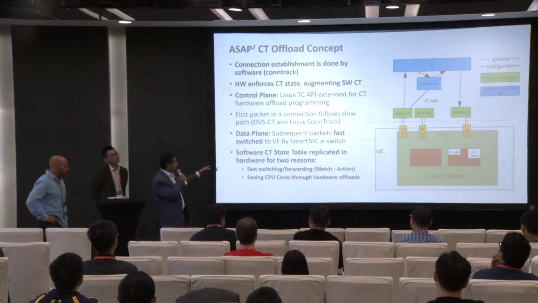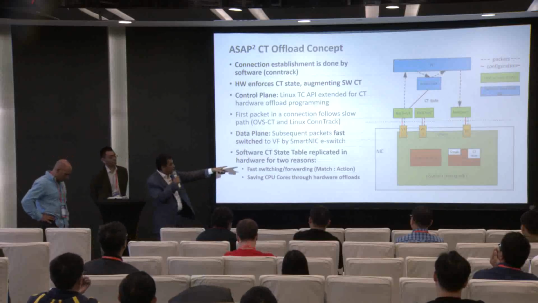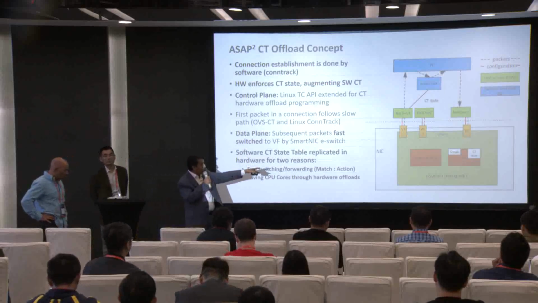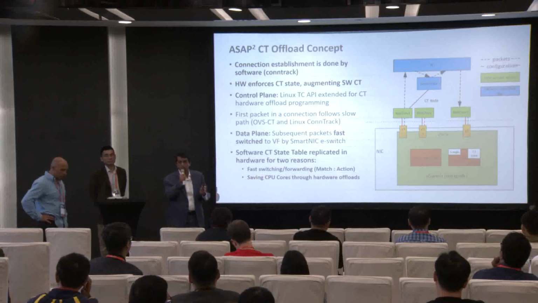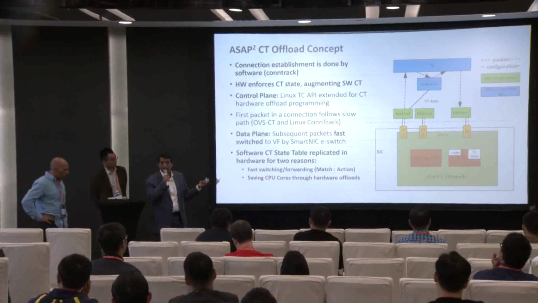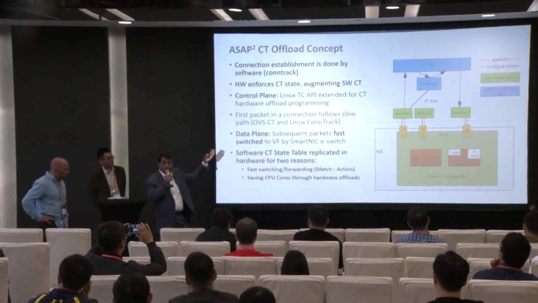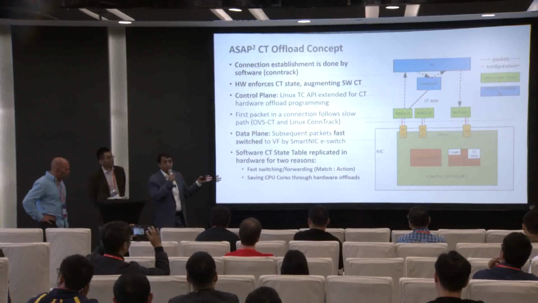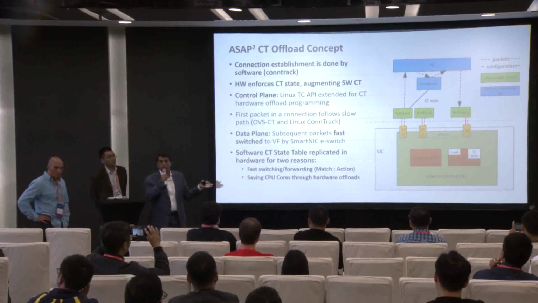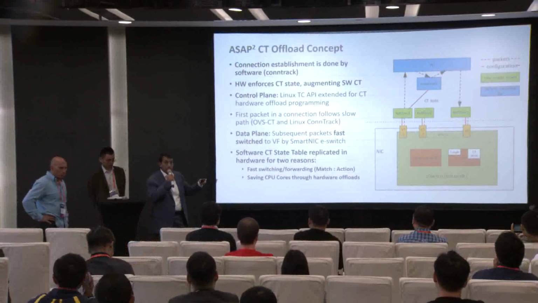So the software CT state table is replicated in the hardware. It's replicated, and that's for 2 reasons, right? One is you want to do fast switching or forwarding, match and action based on CT state, which you had to do earlier in the software. Now you're doing it in the hardware. And secondly, you're saving the CPU cores because all this processing is happening in the hardware and not going to the software. So that helps you to save a lot of CPU cores.